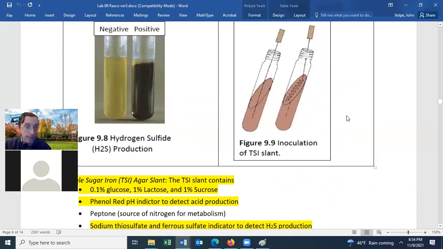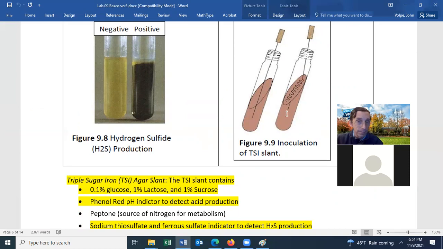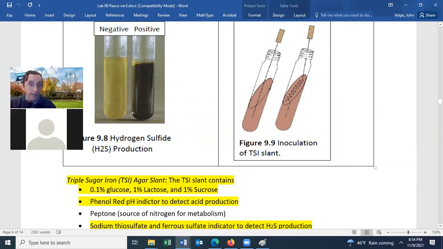So this looks like SIM, and the tube was stab inoculated. And this is hydrogen sulfide negative, hydrogen sulfide positive. All right, any questions about the hydrogen sulfide test?